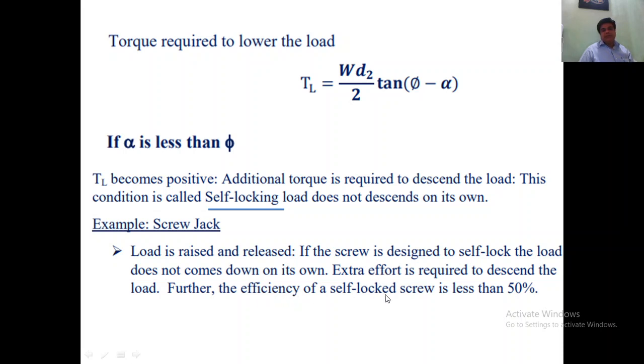So the efficiency of the self-locking screw is less than 50 percent. Just remember this term, we will discuss this in detail. The efficiency definition we will see later. The efficiency of the self-locking screw or the screw jack will be less than 50%, whereas the efficiency in case of overhauling will be greater than 50%.